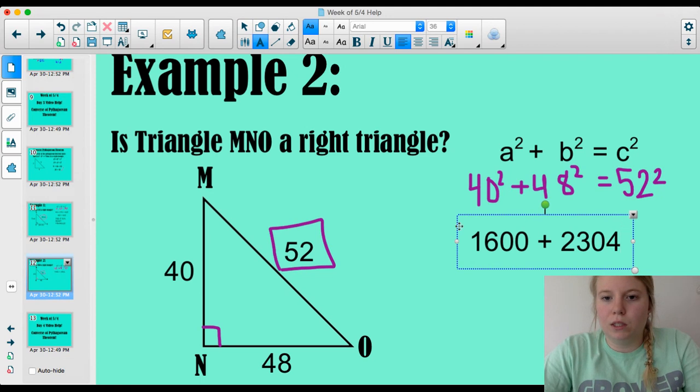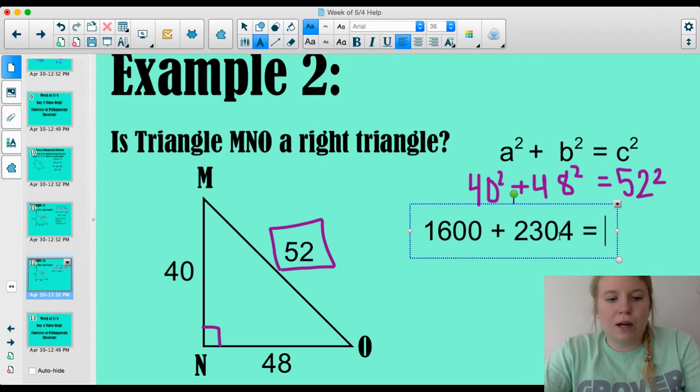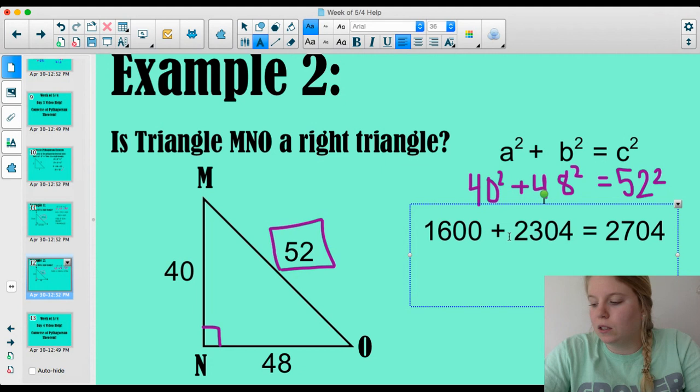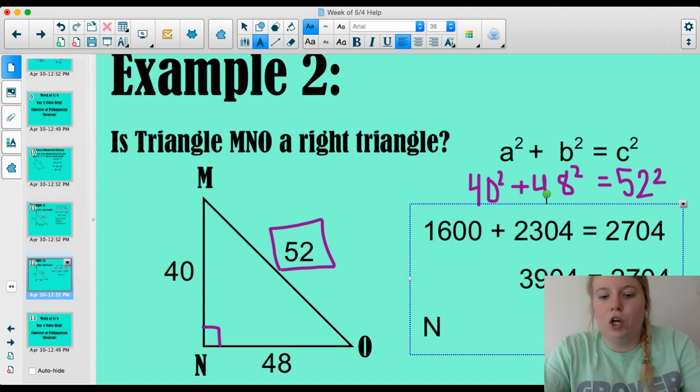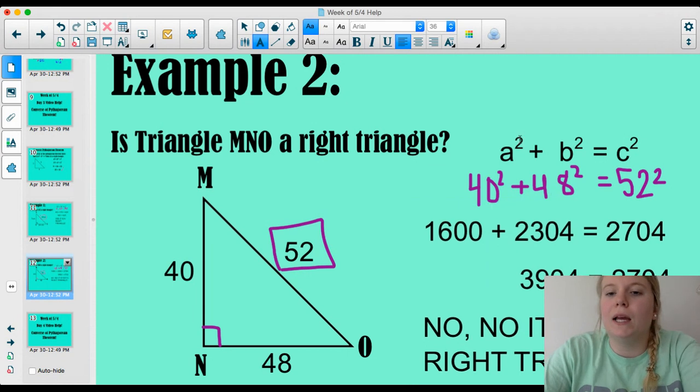I need to move this because these numbers are so much bigger. 52 squared is 2,704. If I put that in my calculator, 1,600 plus 2,304, I get 3,904 equals 2,704. Is that true? No. Will that ever be true? No. So no, it is not a right triangle. Why is it not a right triangle? Because a squared plus b squared does not equal c squared.